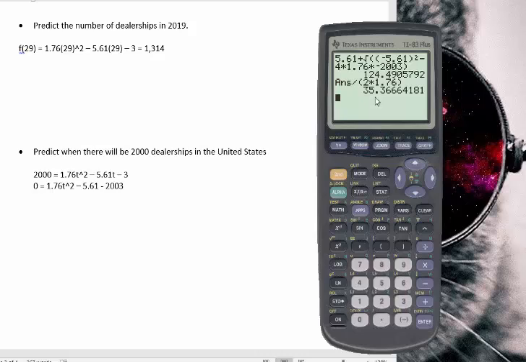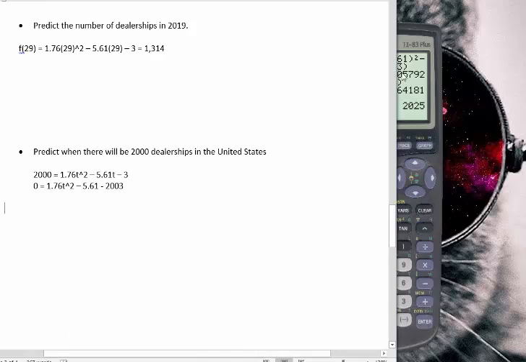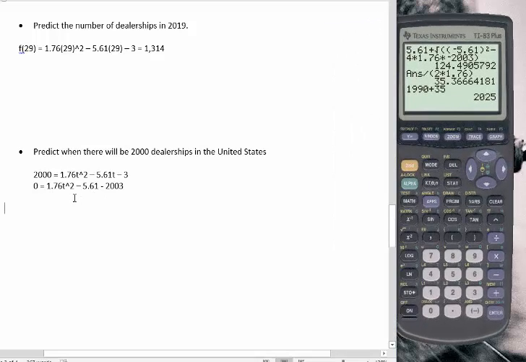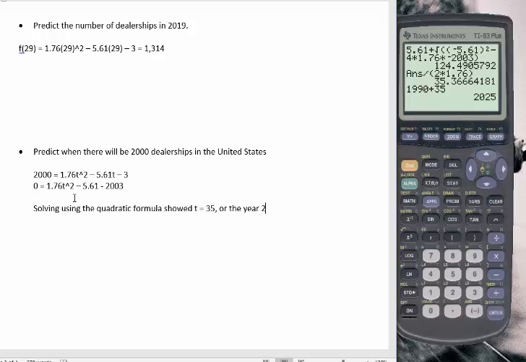Well, that's years since 1990, so using the quadratic formula, we showed t equals 35 for the year 2025. And you can go from there.